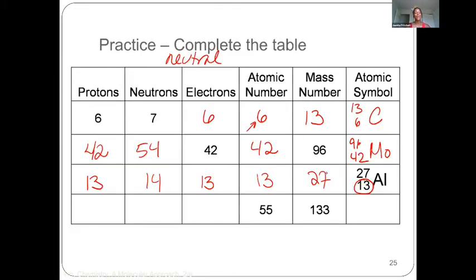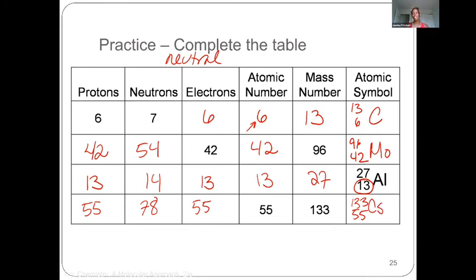Last but not least, we can fill out this final row. So again, we have 55 as the atomic number, which means we would have 55 protons. If we're dealing with a neutral substance, we would also have 55 electrons. The number of neutrons would be equal to the mass number, 133, minus 55, which would give us 78. And so when we put that all together, we would end up with 133 on the top, 55 on the bottom. And when we look up what symbol that is associated with, that would be cesium.